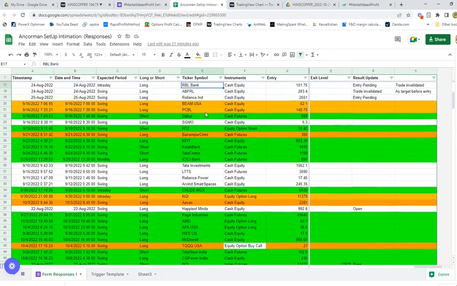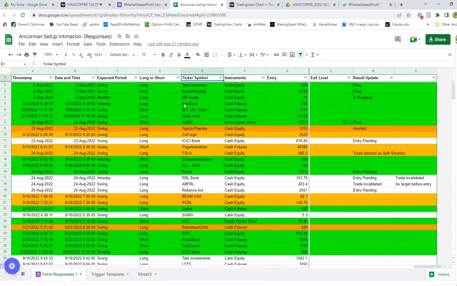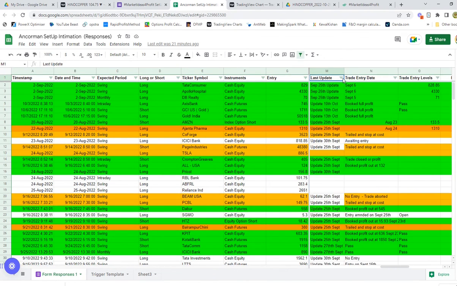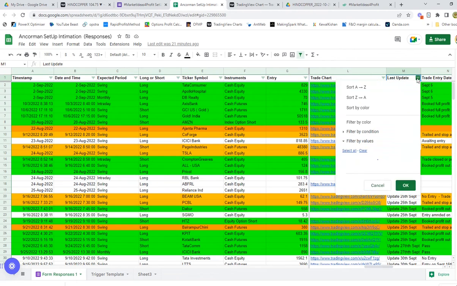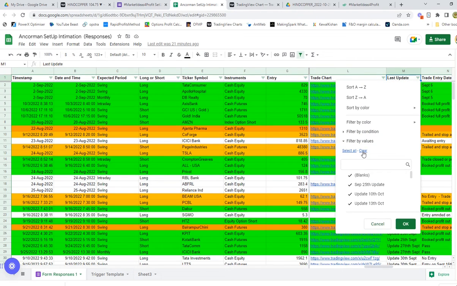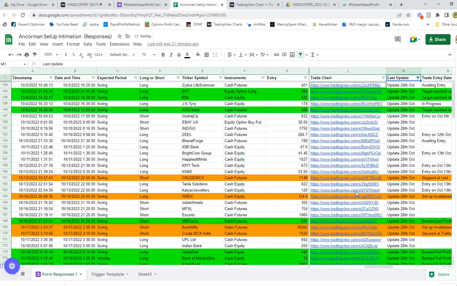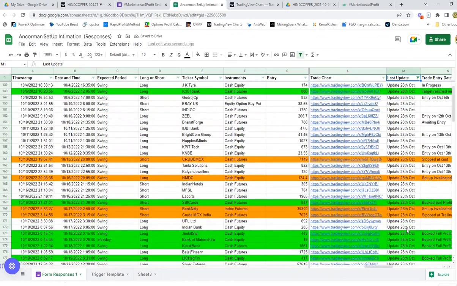So now what I will do here today is, if you see here, I have updated the entries today on the 28th. So I will just filter out all the trades that got updated today. I can't be going through all the charts, so we will just look at charts that got updated today, and these are the charts that got updated today.